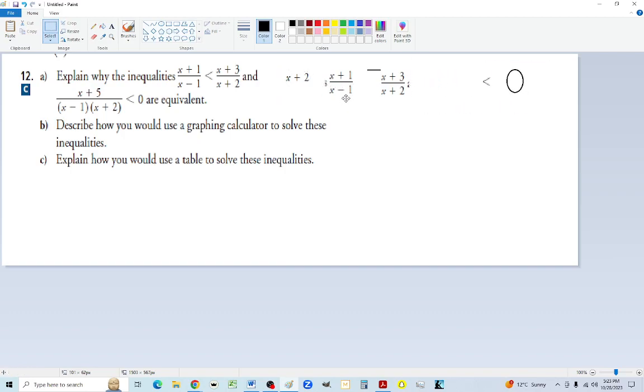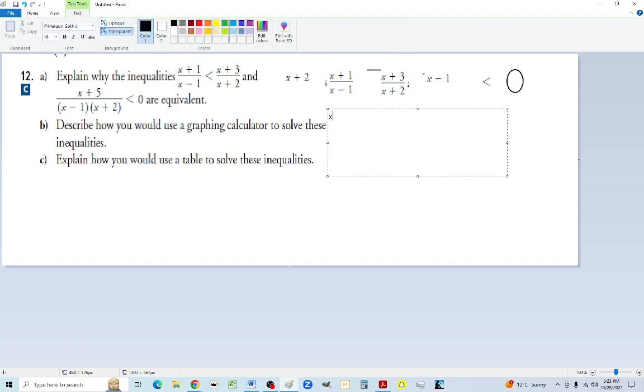And this times this. So on the left, we get x squared plus 3x plus 2 minus x squared minus x plus 3x plus 2x minus 3. So the x squareds cancel, and you're left with 3x minus 2x. You're left with x minus 1 all over x minus 1, x plus 2. So that's not what we wanted, so we're going to check our multiplication again.